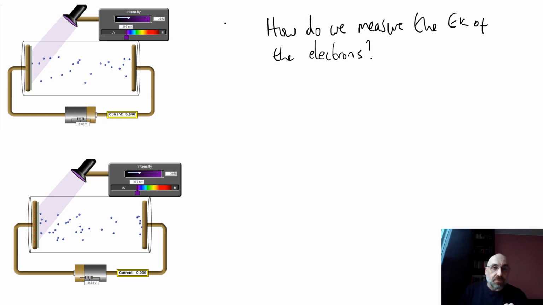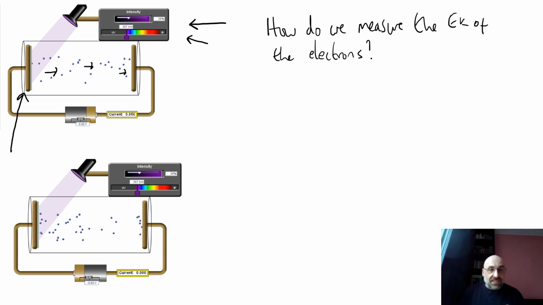We've got light of a certain intensity, which you can see there, and it's got a certain wavelength of so many nanometers. And as it shines on the surface of the metal on the left-hand side there, what we can see is, of course, the electrons are being released and they are moving over to here.